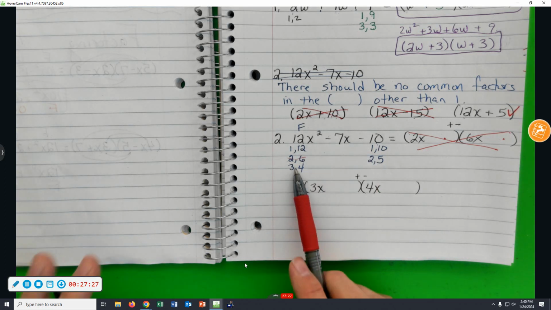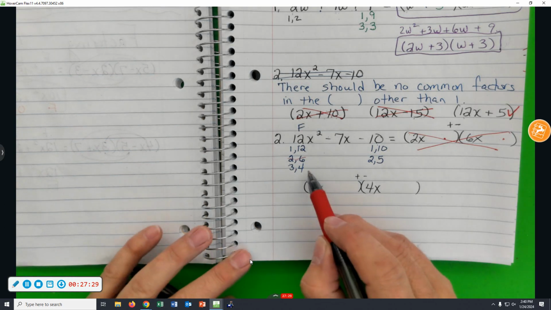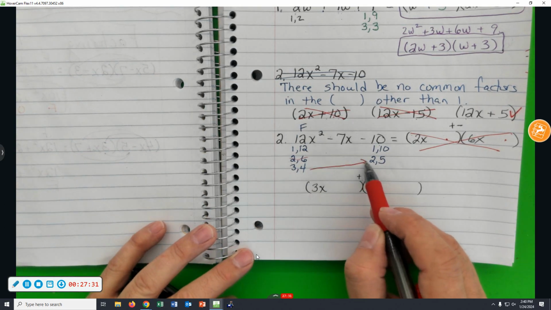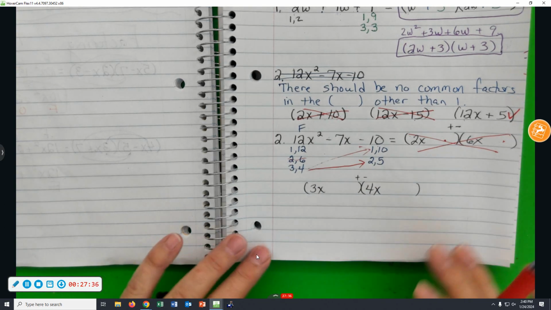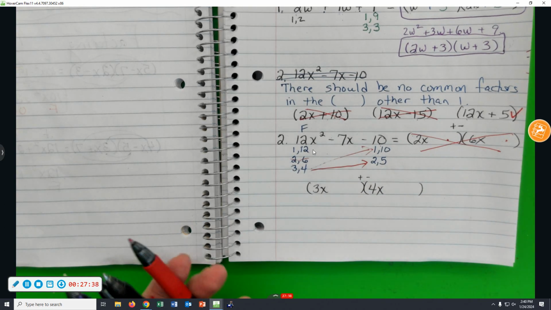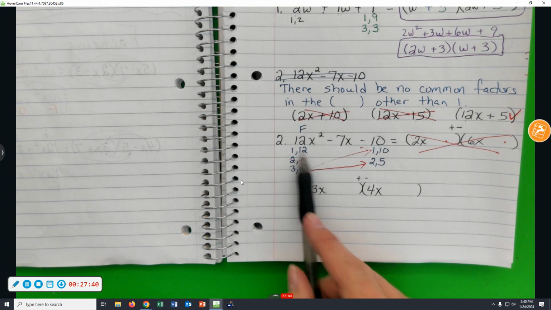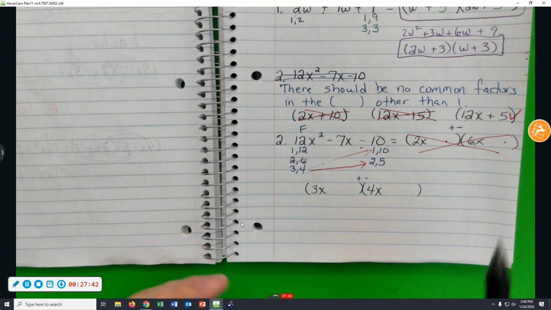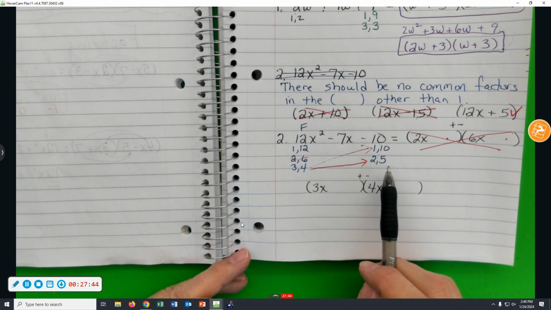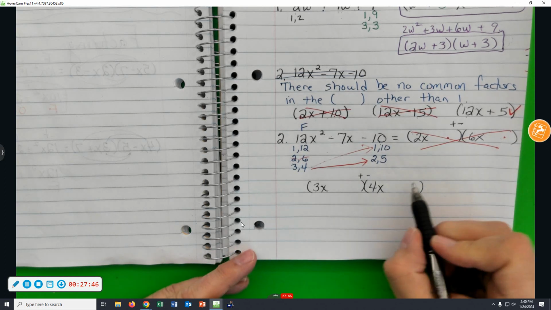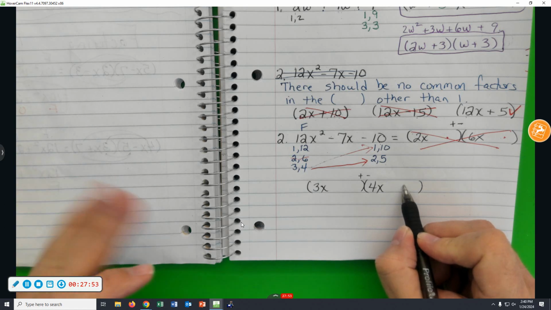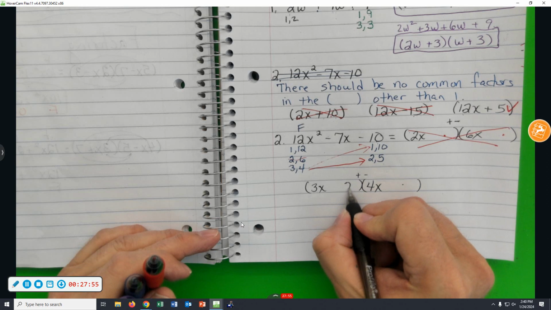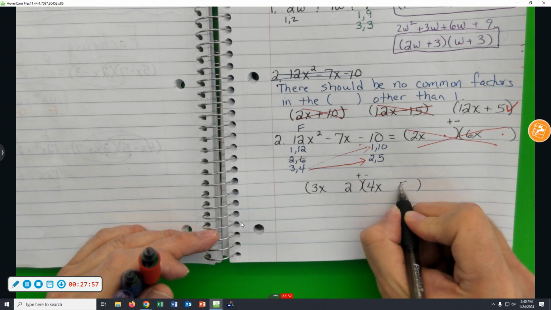Okay, so we tried 3 and 4. I'm going to try to pair it first with the 2 and 5, and if that doesn't work, I'll try it with the 1 and 10. And if that doesn't work, well then try it. Maybe I'm wrong. Maybe 1 and 12 is what we need. No, if I'm going to pair it correctly with the 2 and 5, can I put the 2 right here? No, because you cannot have two even numbers in the same set of parentheses. So I'm going to try the 2 here and the 5 here.